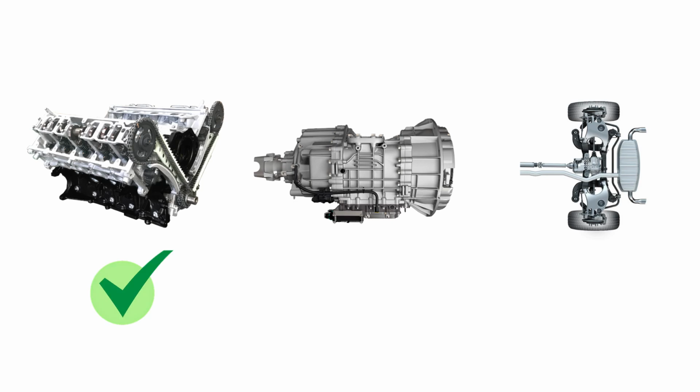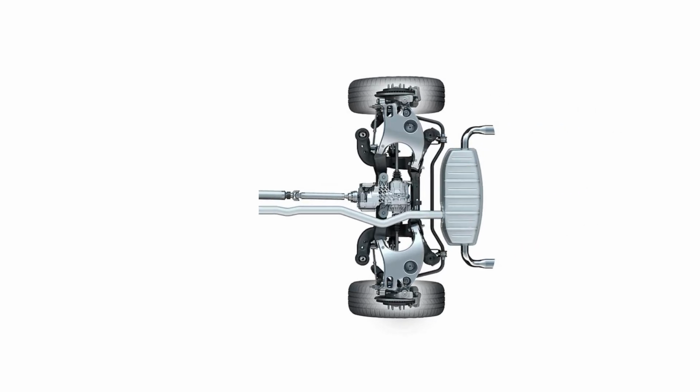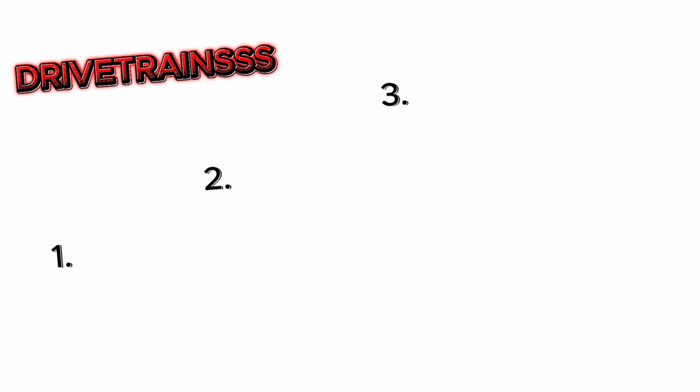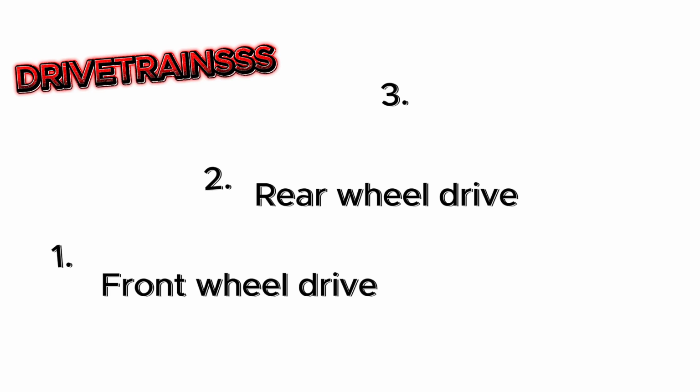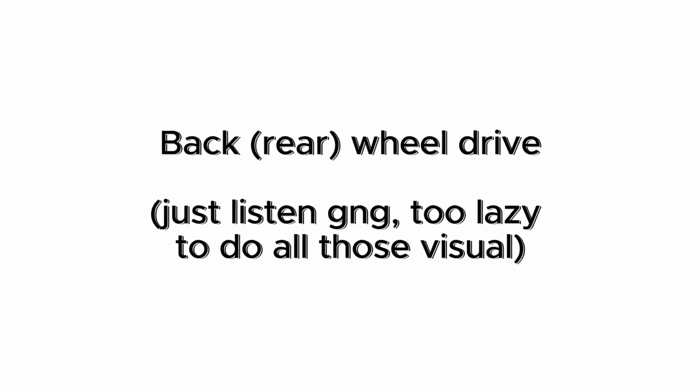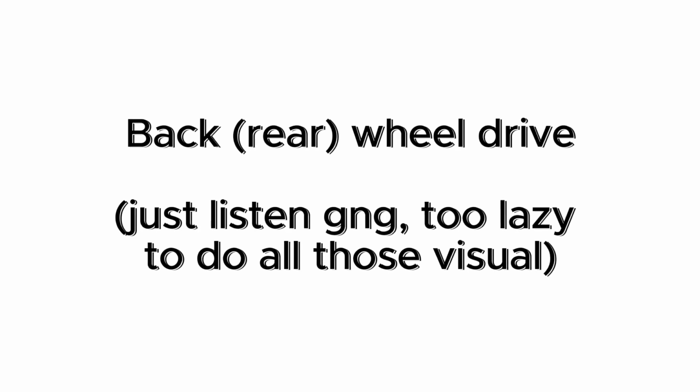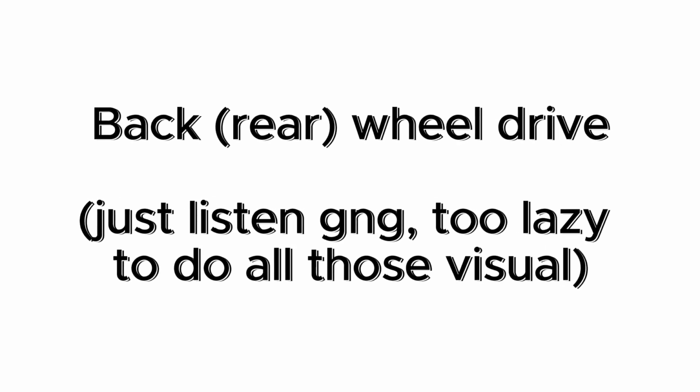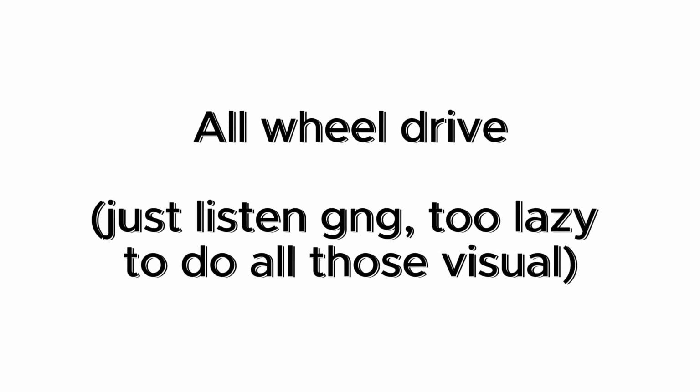Now we have the engine generating the power and the transmission handling it. But the car needs to move, so you have to get that power to the tires. And here comes the drivetrain. There are three types of drivetrains: front-wheel drive, back-wheel drive, and all-wheel drive. In front-wheel drive, only the two tires in the front get the engine power. In back-wheel drive, only the back two tires get the engine's power. And in all-wheel drive, all the tires in the car get the power of the engine.